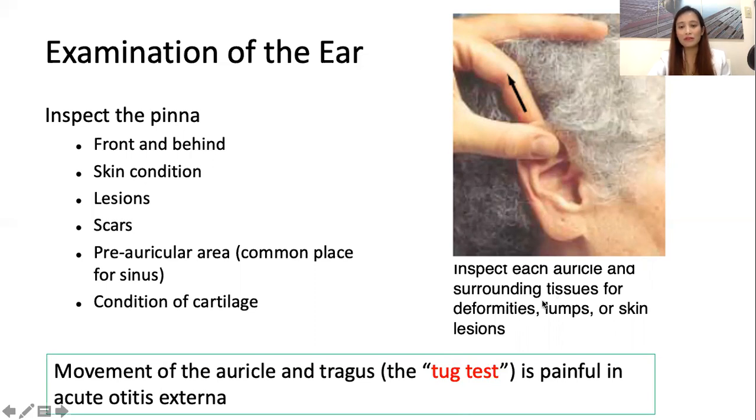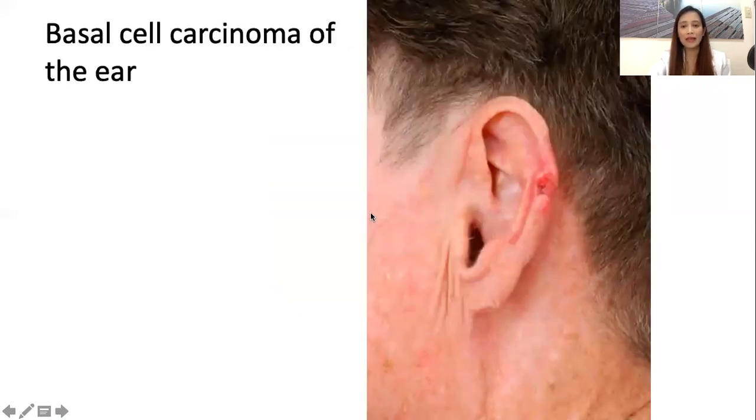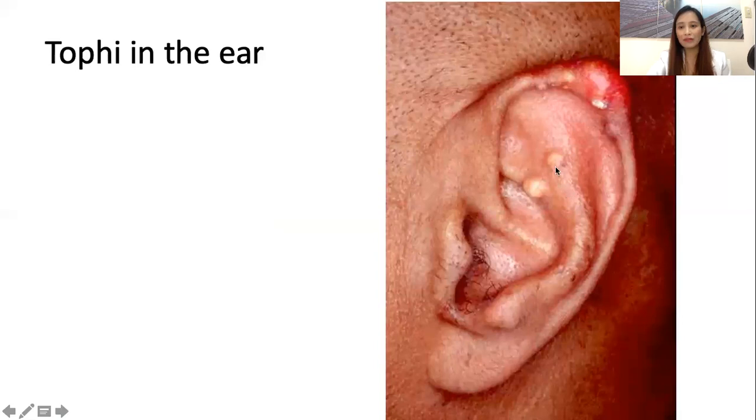So other things that you have to look for: any deformities, any lumps, or skin lesions. So you can see this in children. This is called your preauricular pit. That's a congenital, very common congenital deformity. And then you can also have basal carcinoma of the ear.